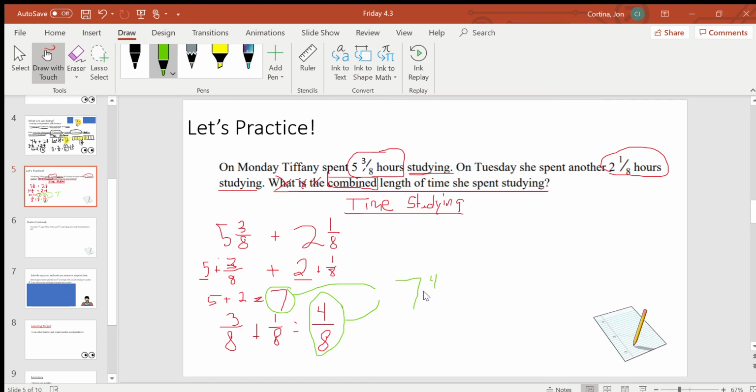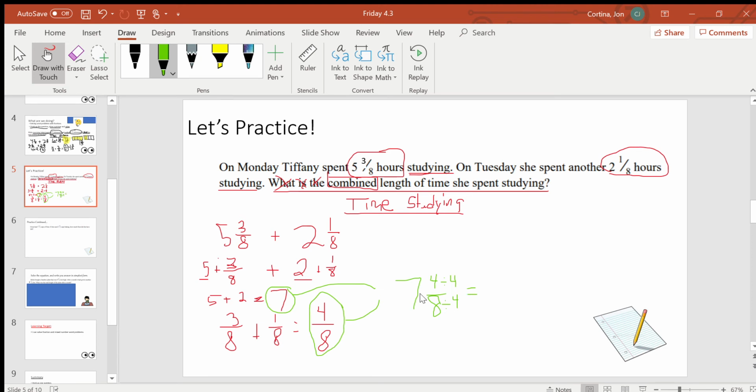It says she spent a total time of 7 4/8 hours studying, but I noticed that this 4/8 can be reduced into another fraction that's easier to understand. What number or factor do they have in common that we could divide into both numbers to get a smaller number? That's right, we could divide each number by 4. Divide the top by 4 and the bottom by 4.